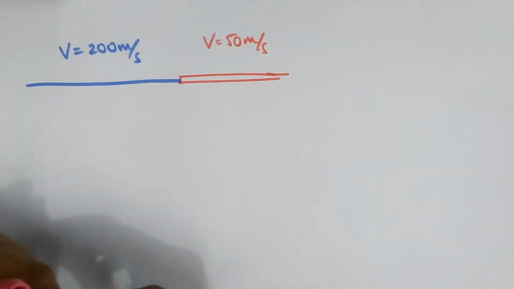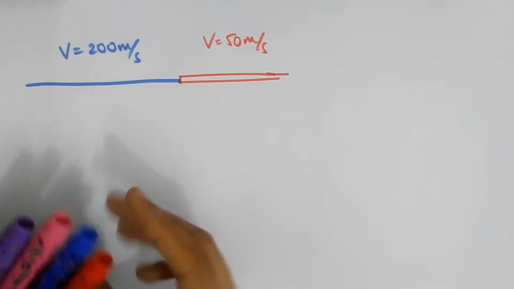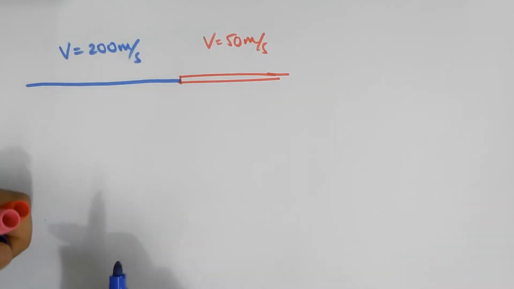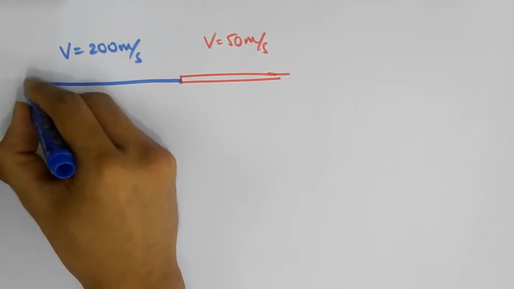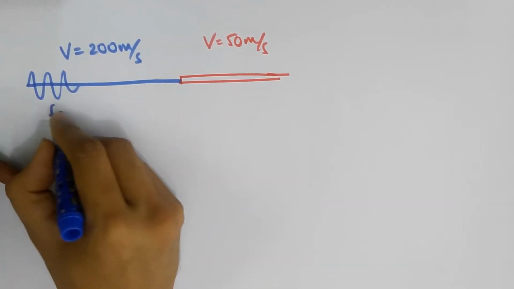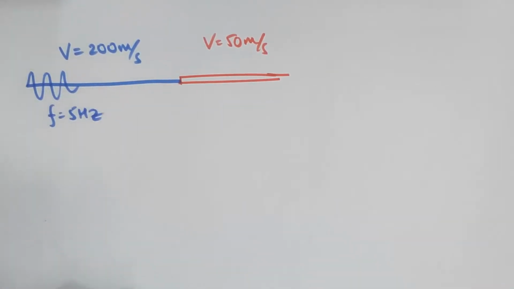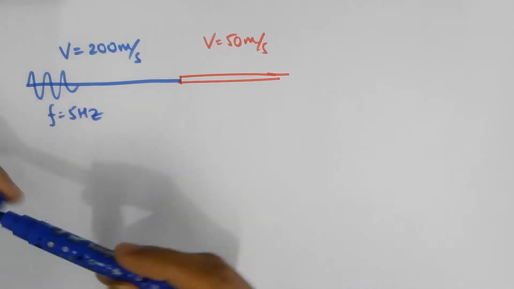Okay. A wave of 5 Hz frequency is created. It's created in the light string. Right, so we have a wave and it's created with a frequency of 5 Hz. Calculate the change in wavelength and frequency when it enters the thick rope.